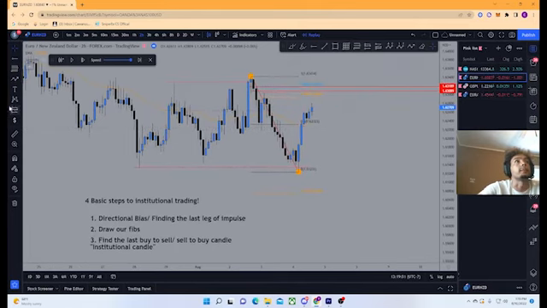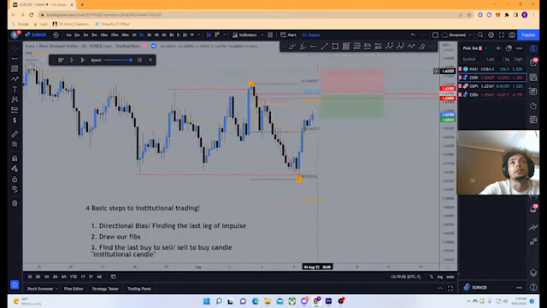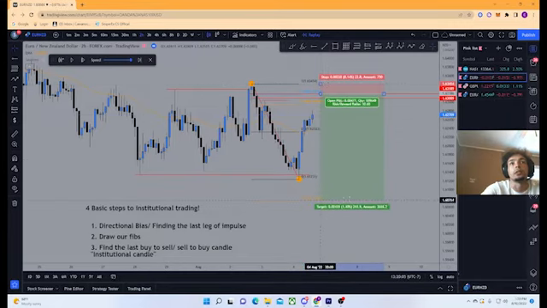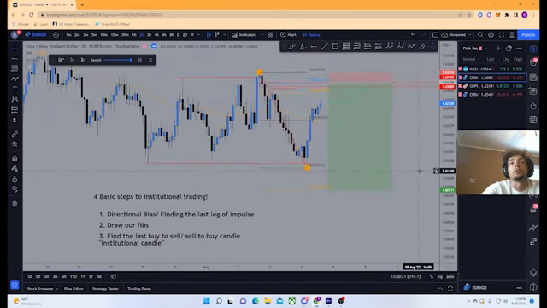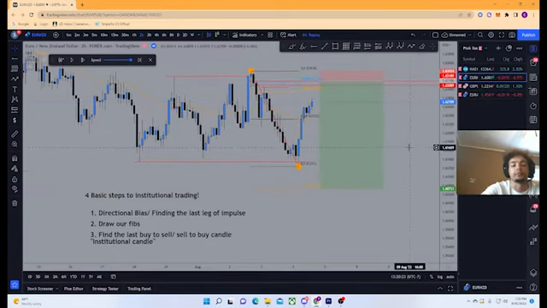Now that I found my last institutional candle, I can go ahead and place my position tool. I'm going to place my stop loss at the high. I'm going to target the low and the extension. So now let me break this down. 50% is TP1 on most occasions, the low is TP2, and then the extension is TP3. As you can see, now we have our trade set up here.